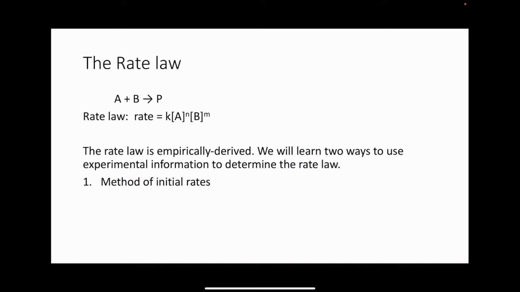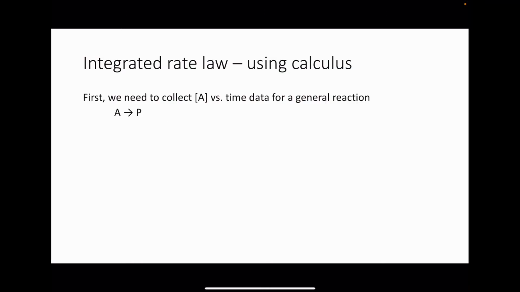And so this is a slide I've used in the last two videos, where the rate law, remember, is our concentration dependence of the reaction rate. It's empirically derived. The last video, we learned how to use the method of initial rates to determine the rate law. Today, we're going to learn the integrated rate law. So we're going to do a little calculus. So we'll start with a very basic reaction, just reactant A going to product. In order to evaluate the rate law using the integrated rate law, we need to collect our concentration versus time data.